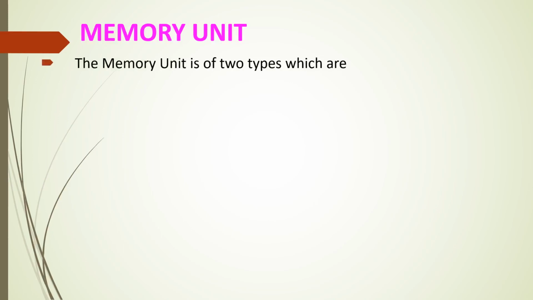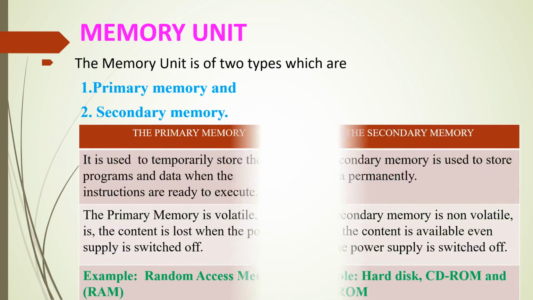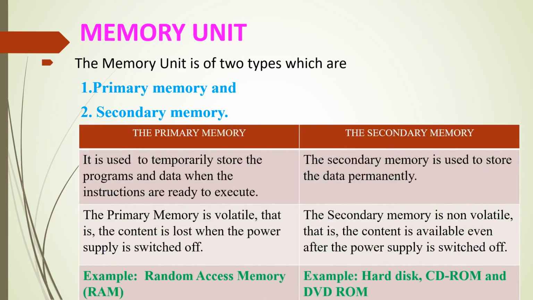Then the next important topic is the memory unit. In the computer, we have two memory units: one is primary memory, the second one is secondary memory. This is an important 2 mark question in our book.